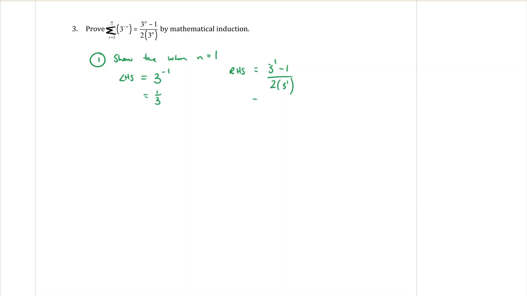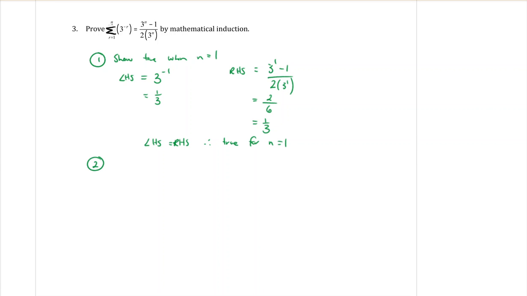Now, 3 to the power of 1 is 3, take away 1 is 2. And 3 to the power of 1 in the bracket, that's 3, times 2 is 6. So it's 2 over 6, which of course is 1/3. Okay, so that's a good sign. Left-hand side equals right-hand side, therefore true for n equals 1.